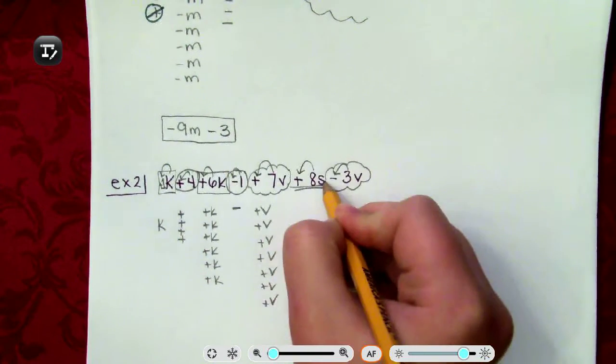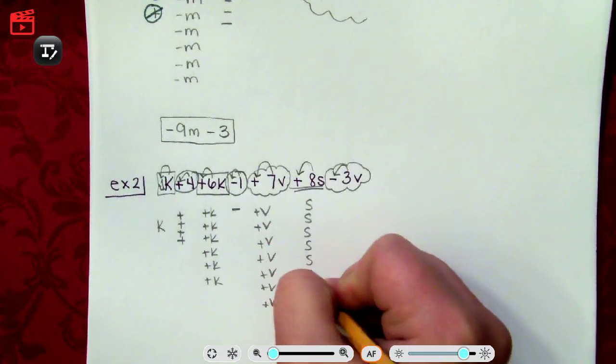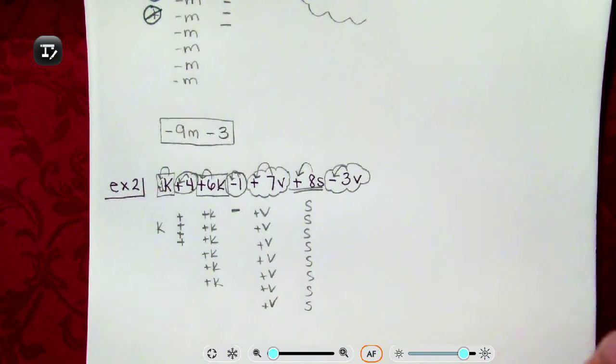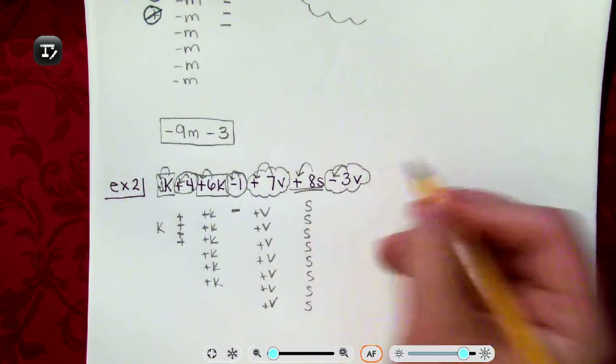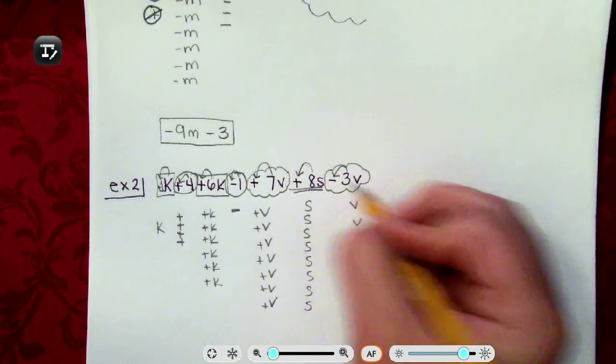I have 8 S's that are positive. 1, 2, 3, 4, 5, 6, 7, 8. And I have negative 3 V's. Again, how many V's do I have? I have 1, 2, 3. What's the sign in front of them?